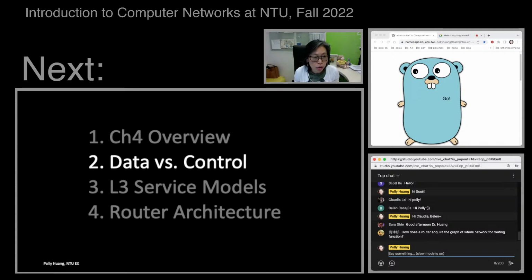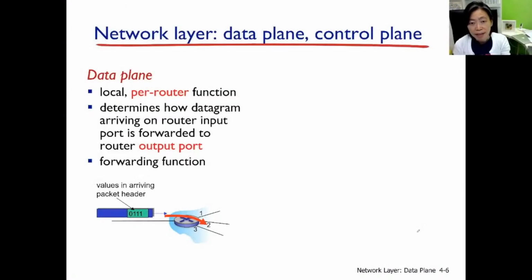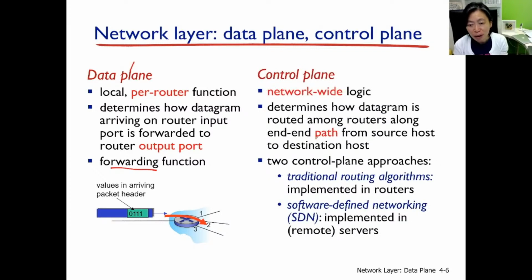All right. Next, we emphasize a little bit more these two functions, forwarding and routing. That should make it a bit clearer for you to see the separation between the data plane and the control plane. By data plane, we actually mean the forwarding function. And the control plane, on the other hand, is the routing function, the part that is trying to identify a path between the source and the destination.